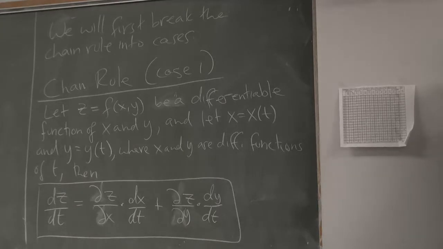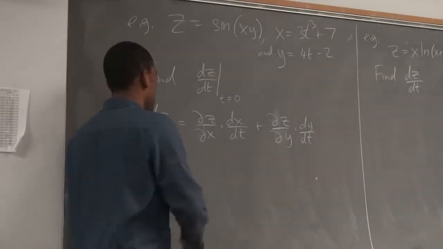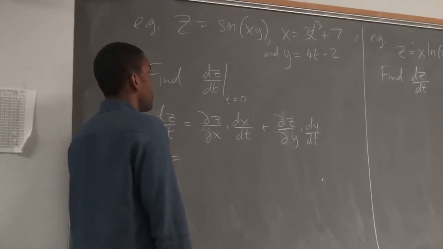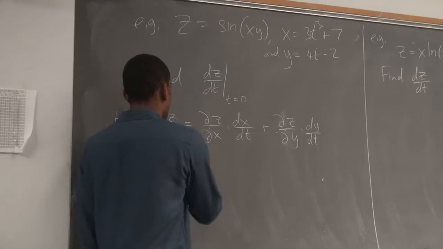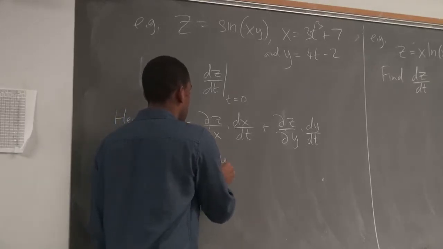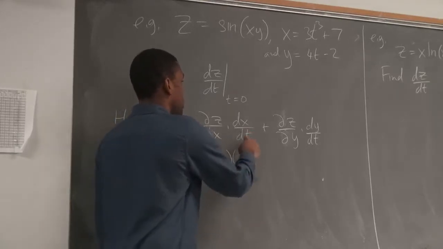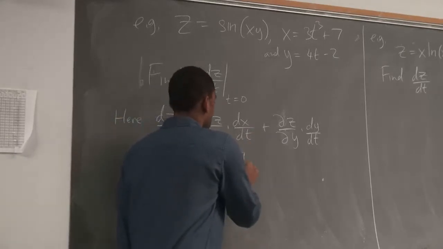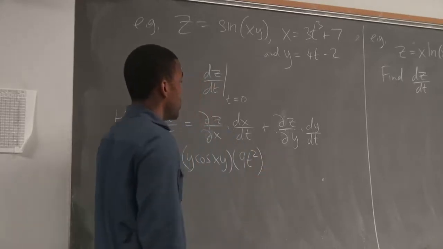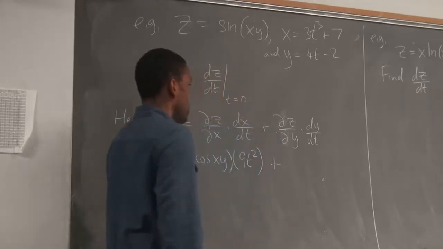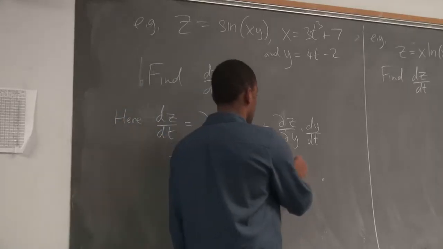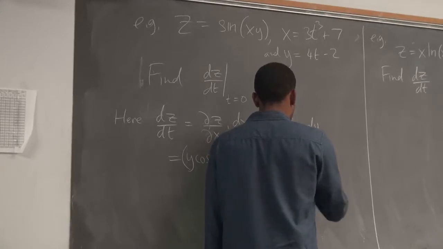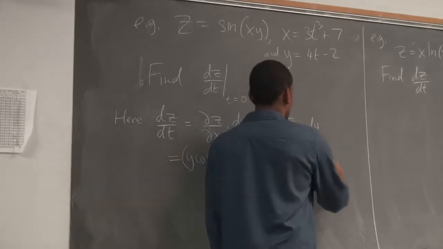Okay, so we have that, and now you just plug in the pieces. What's the partial of z with respect to x? y cosine xy, times the derivative of x with respect to t, 9t squared. Plus the partial of z with respect to y, x cosine xy, times the partial of y with respect to t, which is just 4.